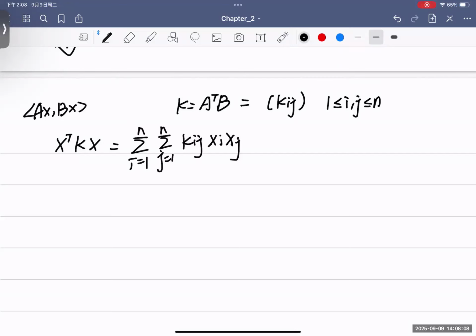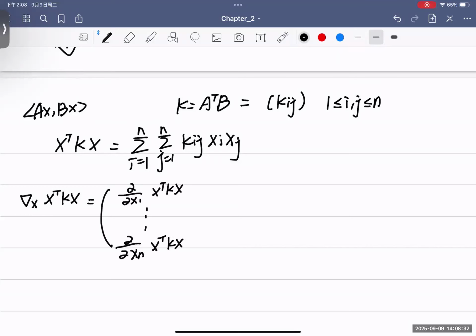We want to show what the derivative is for this term, nabla of X transpose Kx, which is defined as the vector of partial derivatives with respect to x1 up to xn of X transpose Kx. We can do this one by one. So how about the partial derivative for x1?